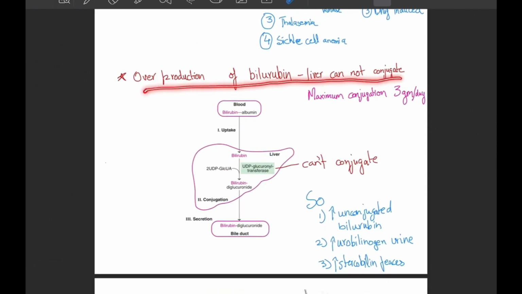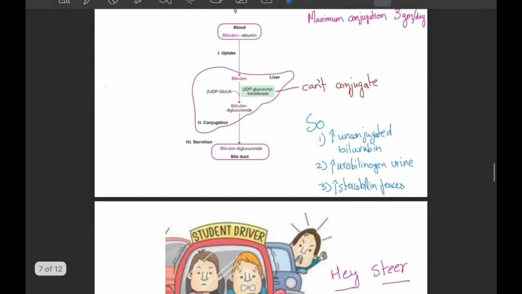There is overproduction of bilirubin. Liver cannot conjugate. Maximum conjugation is 3 gram per day. So the UDP glucuronide transferase cannot conjugate. So we have unconjugated bilirubin. Urobilinogen is increased in urine, and stercobilin is increased in feces.